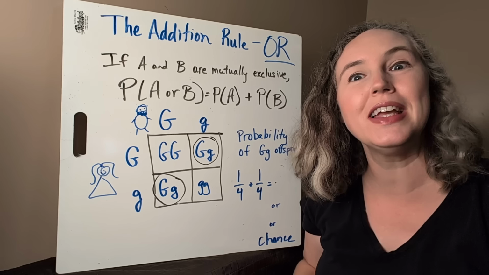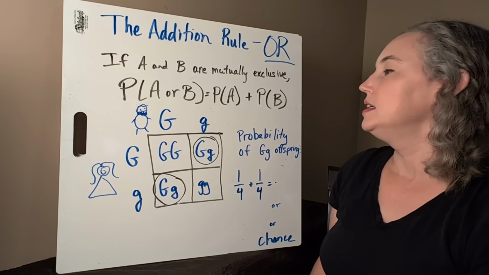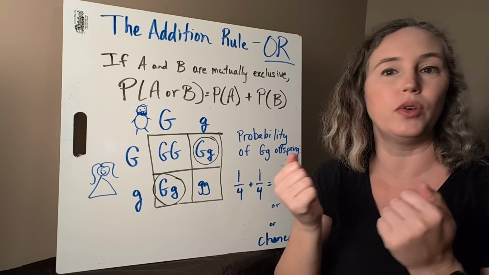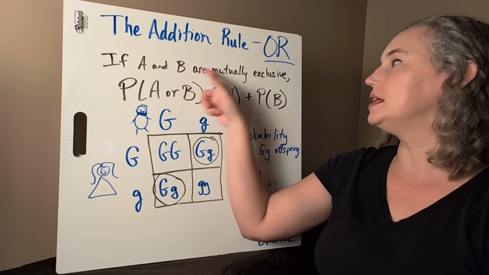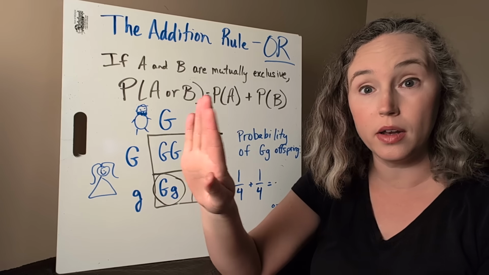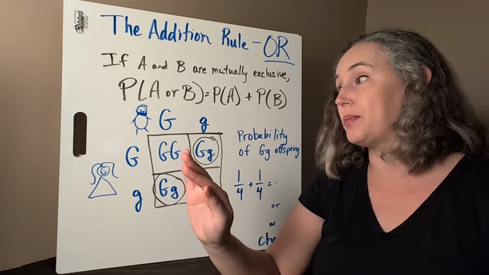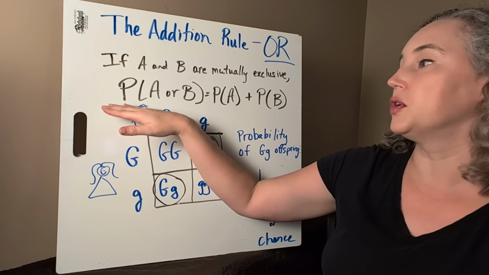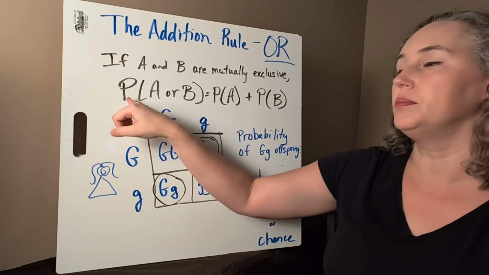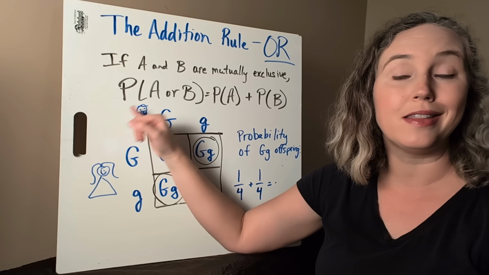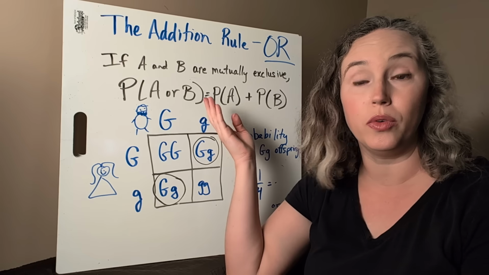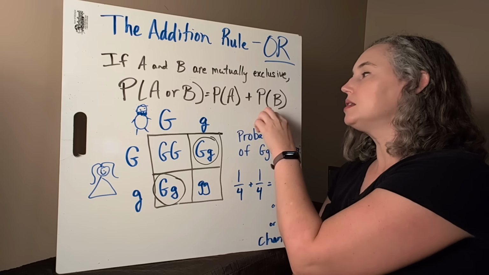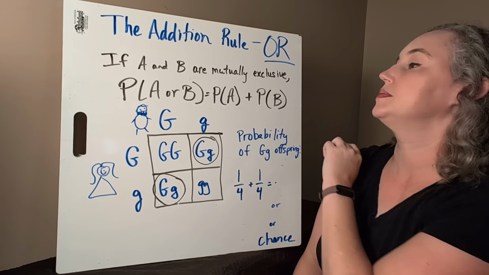All right, let's look at the addition rule. The addition rule says if A and B are two possible events, and these events are mutually exclusive, meaning one happening prevents the other from happening, then we're going to use the addition rule. The addition rule formula is P of A or B. P is the probability, so the probability that event A or event B will happen equals the probability of A plus the probability of B happening.